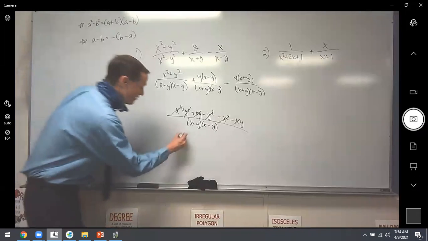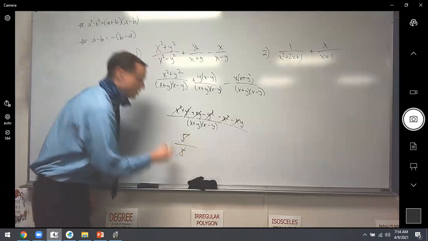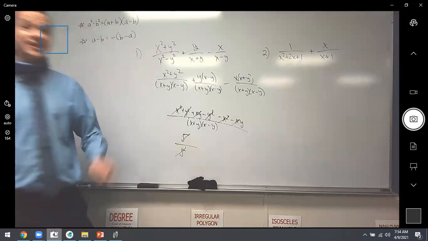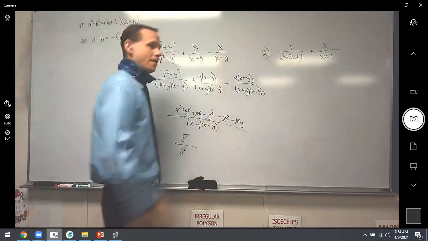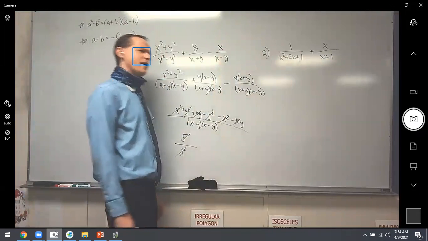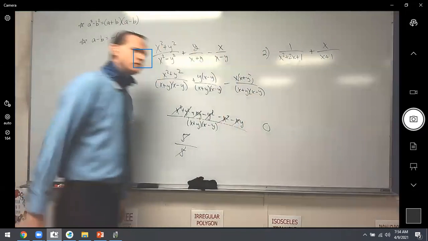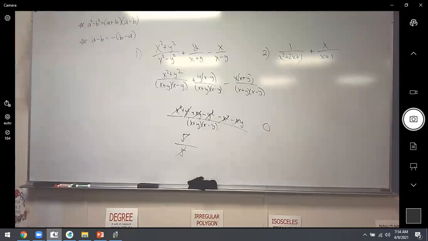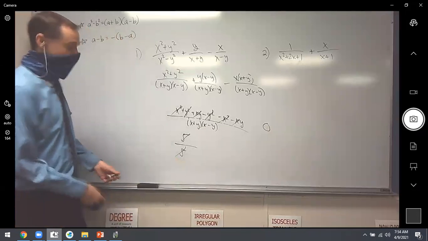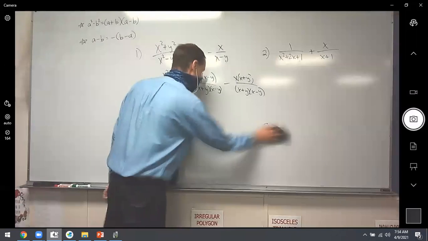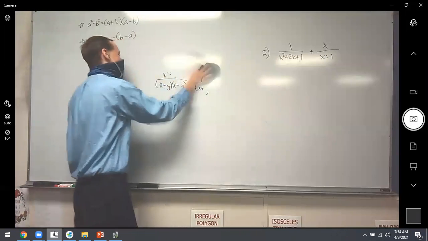If you have like a 5 on top and a 5 on bottom, they cancel and leave a 1 because 5 divided by 5 is 1. But in this case, they all just turn into a 0 on top. And 0 divided by anything is 0. So apparently this entire expression, as ugly as it was, simplified down to nothing. That's weird, isn't it? That was a good problem. I like that. It surprised me. I like that. Turned out all nice and clean.